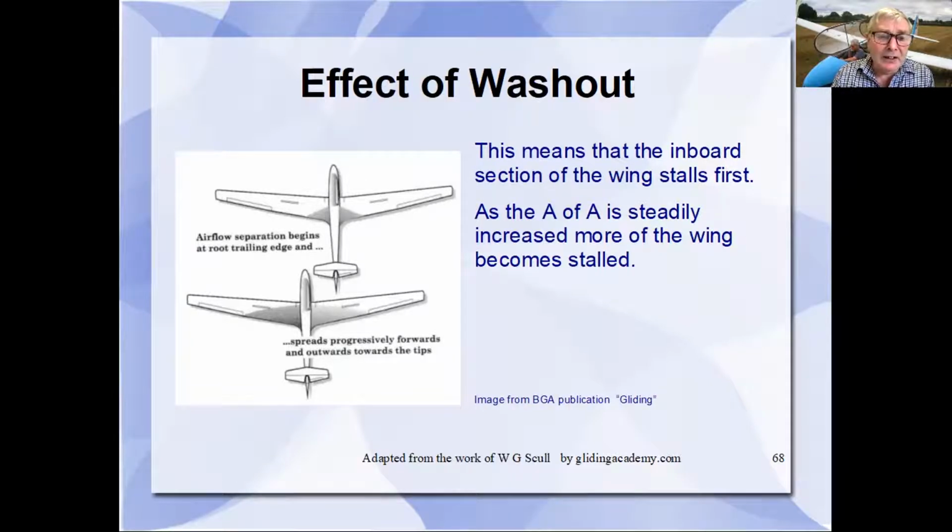And the huge benefit here is that the turbulent air on the inboard part of the wing hits the tailplane and the fuselage, and that gives us those early warnings. So the pre-stall buffet is simply that.